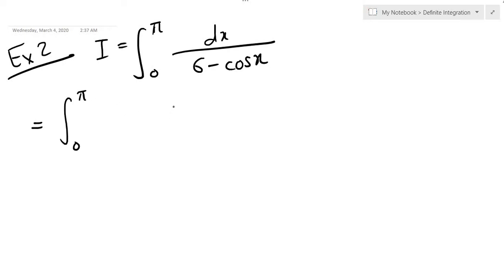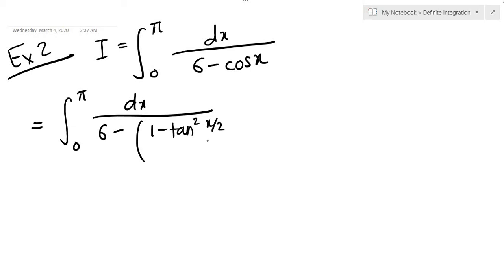In this one we will basically use a Weierstrass substitution, or you might know it as the tan x by 2 method. So for that I need to write everything in terms of half angle tangents. So cosine of x is nothing but 1 minus tan squared of x by 2, the angle is half, all over 1 plus tan squared x by 2. If you don't know what I did here, please revise your trigonometry.